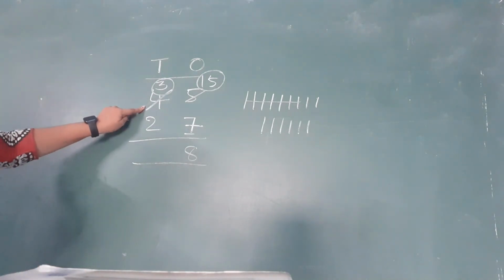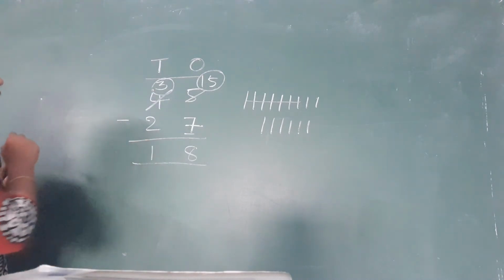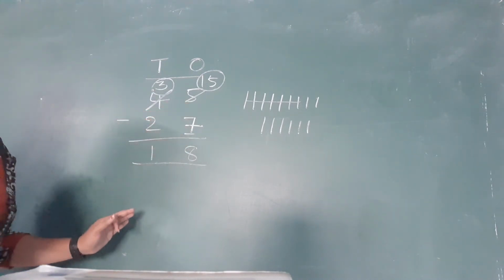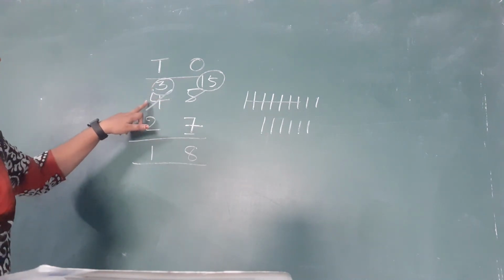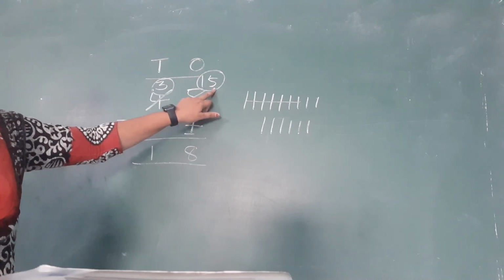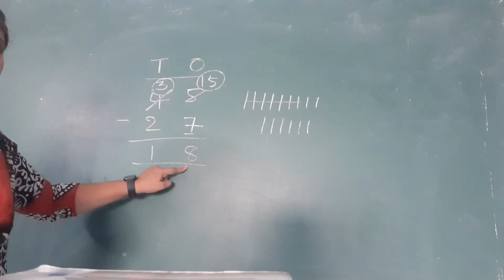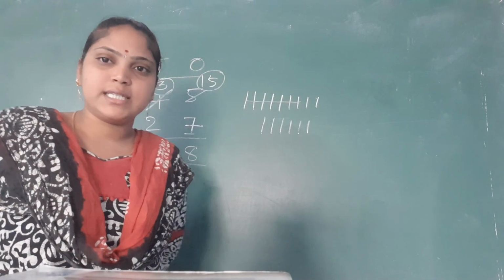Now here not 4, children, only 3 is there. 3 minus 2 is 1. Here 5 minus 7 we cannot subtract, so take a borrow from the tens place. So that's why 4 becomes 3 and add this 10 to this 5. It is 15. 15 minus 7 is 8. 3 minus 2 is 1. Okay children, so this is about today's class.